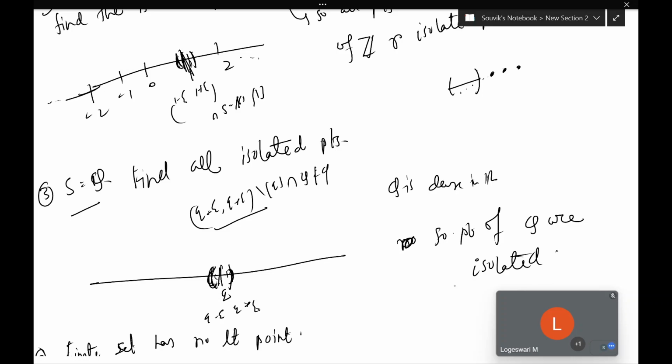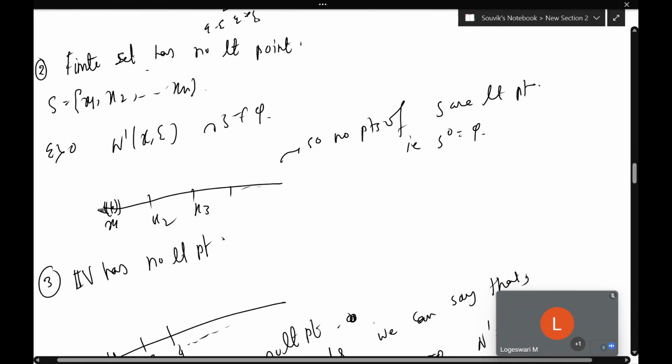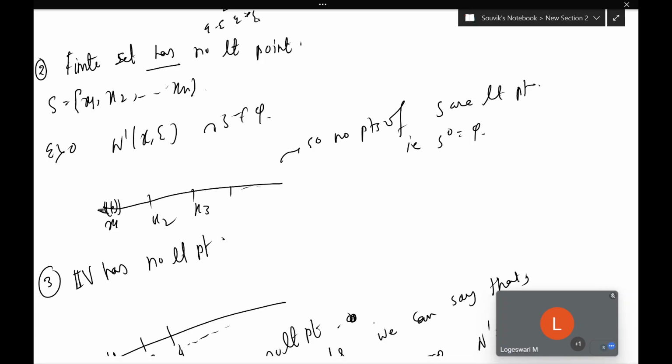Okay, so going to the next problem. Here we have to prove that a finite set has no limit point. One second. So how to do that? Suppose S is the set {x1, ..., xn}, a finite set. In order to show that it has no limit point, what do we have to check?